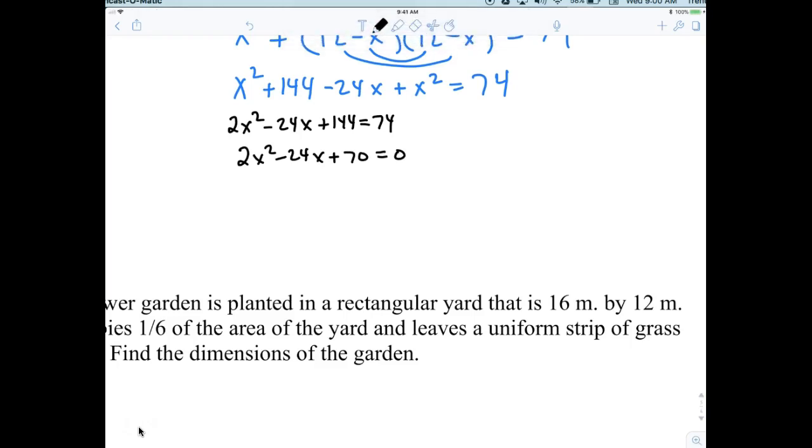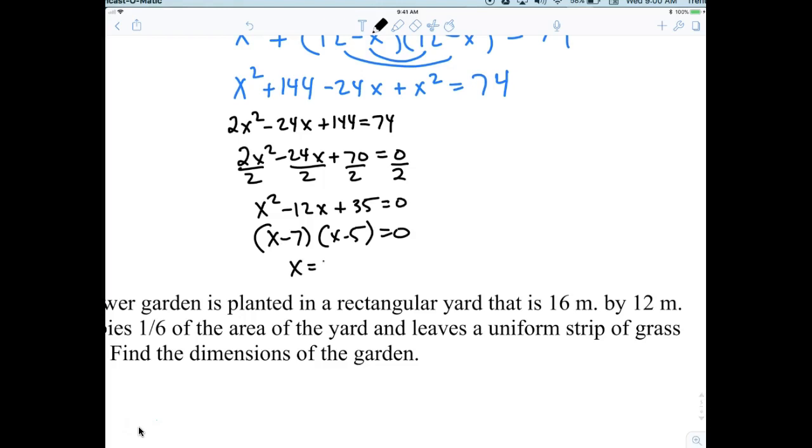Now, does everybody see there's a 2 there? Common factor of 2. So I'm going to divide by 2, divide by 2, divide by 2, divide by 2, just to make the problem easier. And now I'm at x squared minus 12x plus 35 equals 0. Factors of 35 that are 12: 7 and 5. So that becomes x minus 7, x minus 5 equals 0. So x could be 7 or x could be 5.